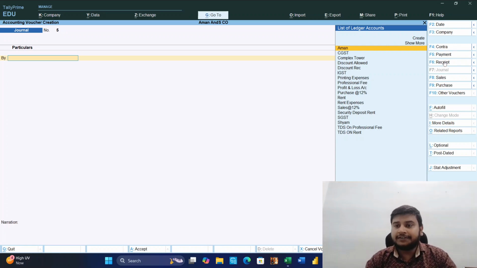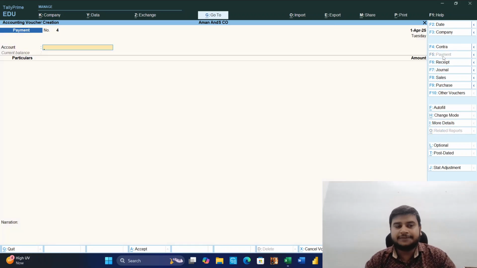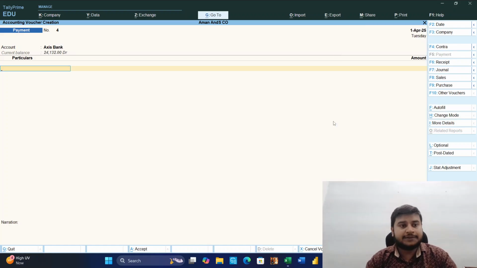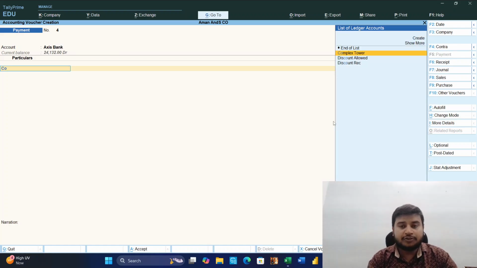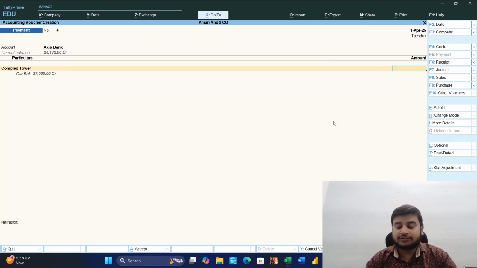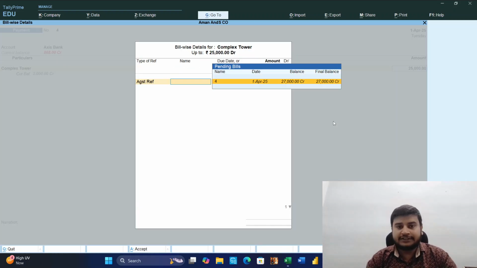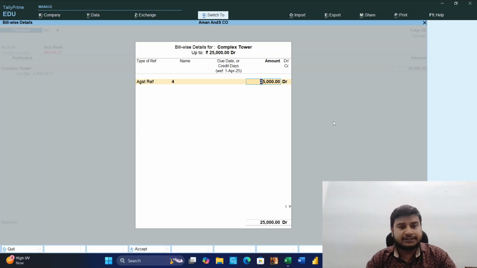Then we will make a payment. Payment entry from Axis Bank account. Then we will make payment to whom, to Complex Tower. So 27,000 is the amount we should pay against the bill.